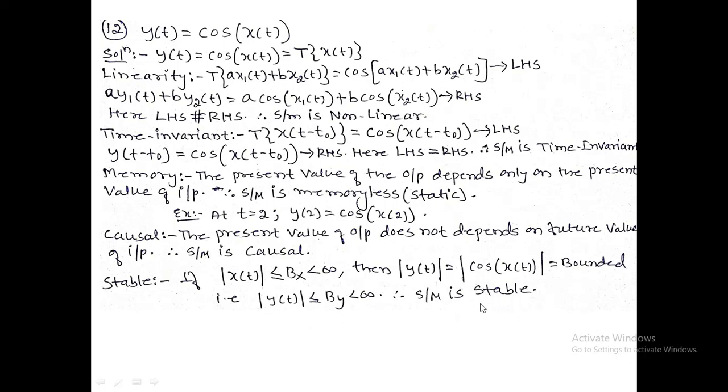Once again I will explain. The magnitude of the cos function always varies between 0 and 1. Therefore, here cos of x of t is bounded; cos of any bounded value gives a bounded value, and its value varies between 0 and 1, and the system is a stable system.